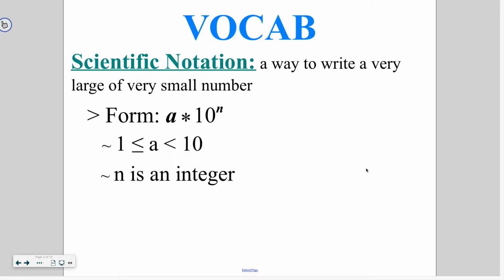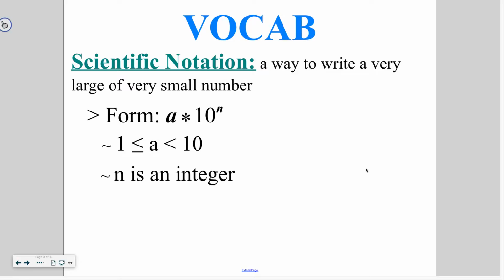So, scientific notation is a way to write very large or very small numbers, those that would contain a lot of zeros. For example, 3 trillion would have a ton of zeros at the end, so it's a lot easier for us to write 3 times a power of 10. So our format here is going to be a times 10 to the nth power.